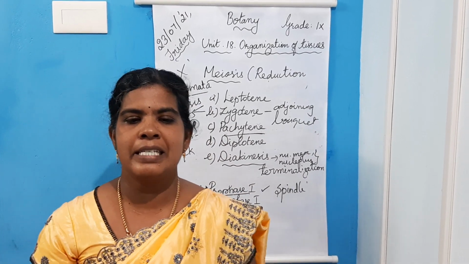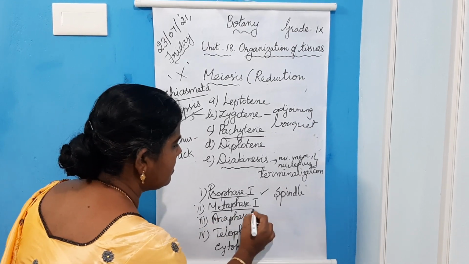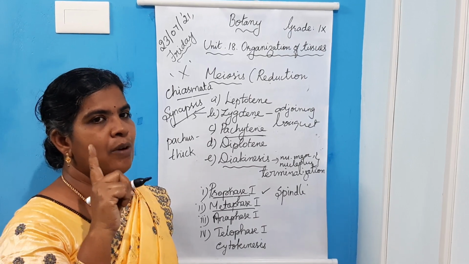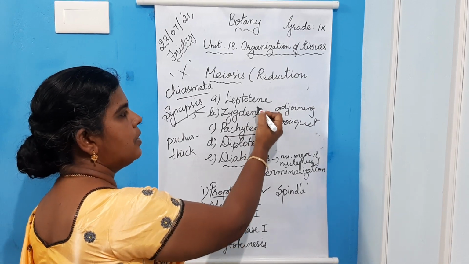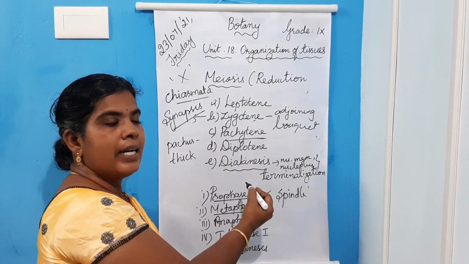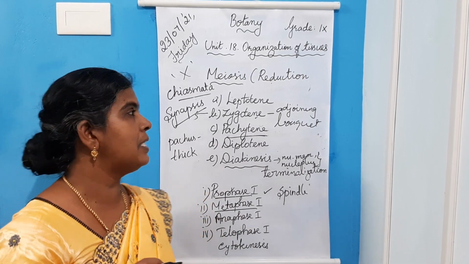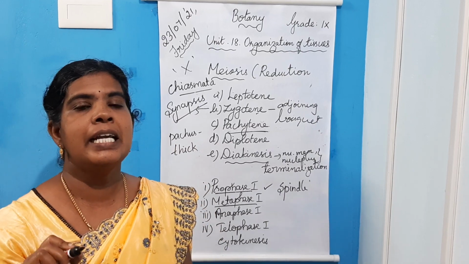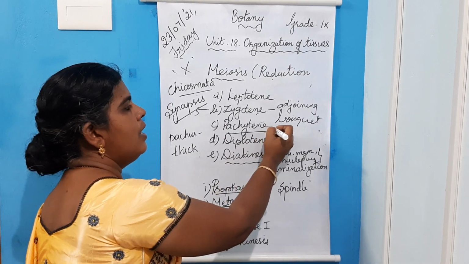Next, what is the next phase? It is metaphase 1. I already told you prophase 1 is the longest phase. It includes 5 stages: leptotene, zygotene, pachytene, diplotene and diakinesis. The pachytene stage is very important because chiasmata formation and genetic recombination occur in this phase.